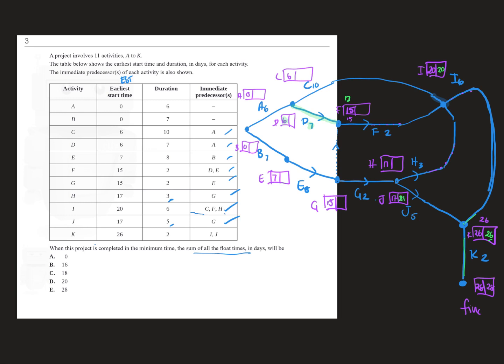Okay, now up here I'm at 20. Now I can go back via H, so 20 minus 3 would be 17. Okay, now when you're at this joint here, you've got to pick the smaller one. So here I'm going to pick 17. 17 is the smallest, so then I go backwards. 17 minus 2 is 15, and then 15 minus 8 is 7. So there's the critical path there because they're all matching.